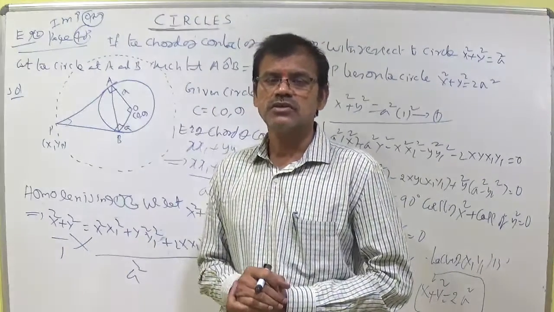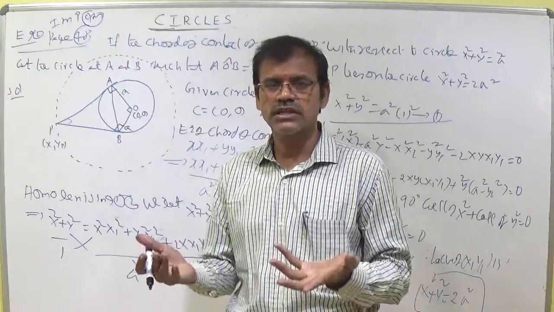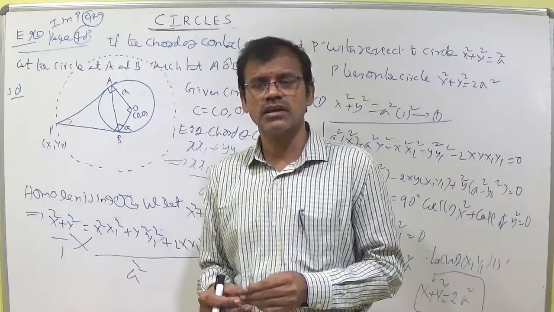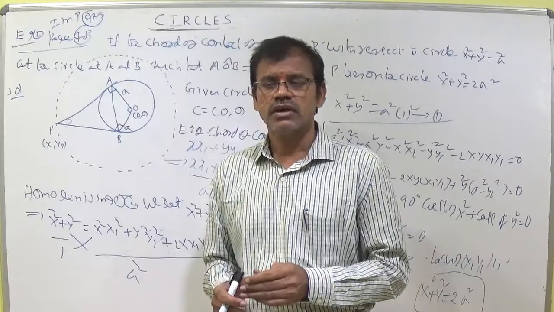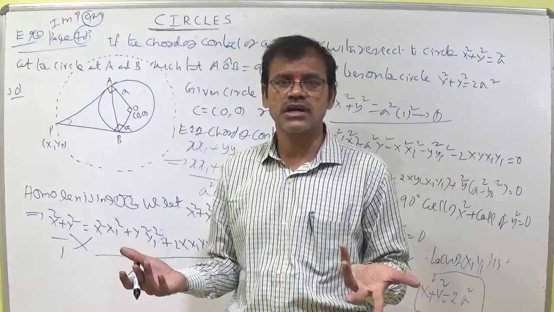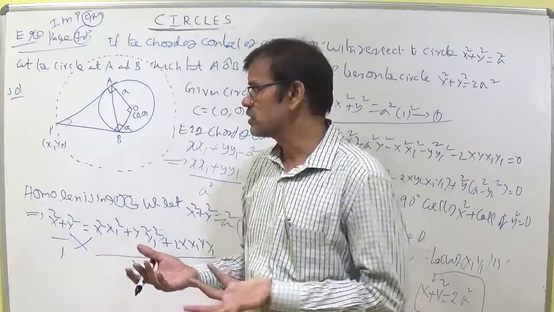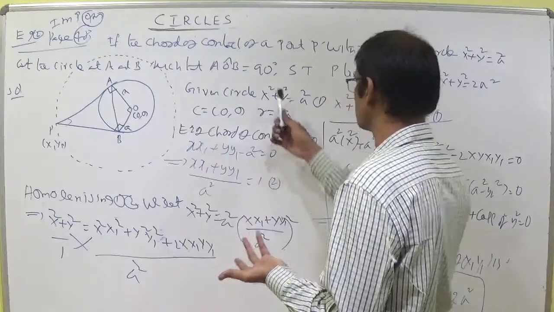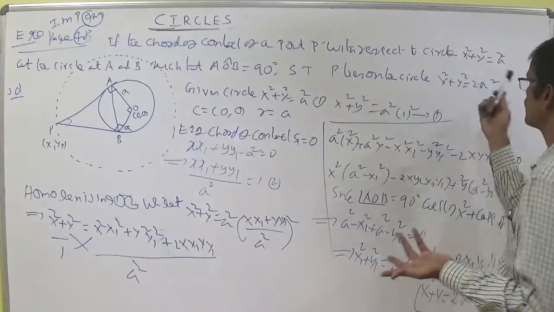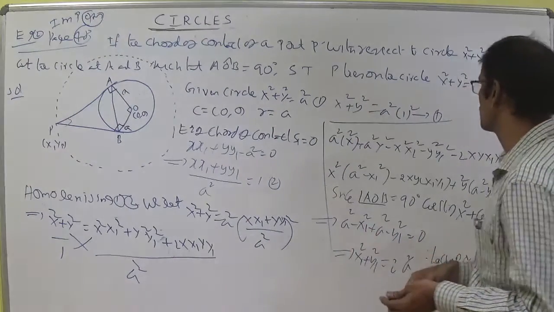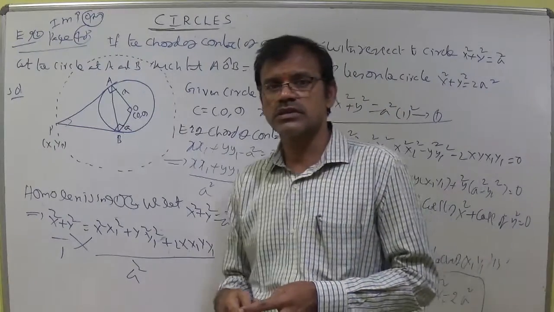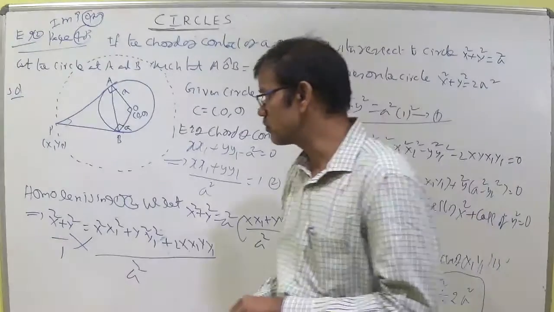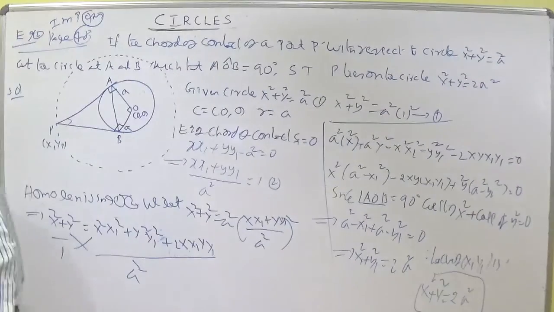So what happened now? The angle between two tangents is 90 degrees. Whenever the angle between two tangents is 90 degrees, the tangents are perpendicular. Whenever tangents are perpendicular, the condition is r² = s11. Here r² is a², and s11 is x1² + y1² − a². Using this, x1² + y1² − a² = a², so it becomes x² + y² = 2a². That is the simple proof.